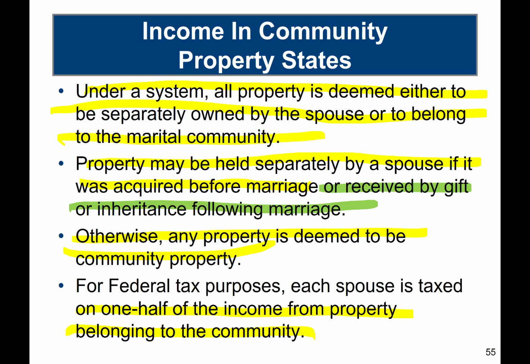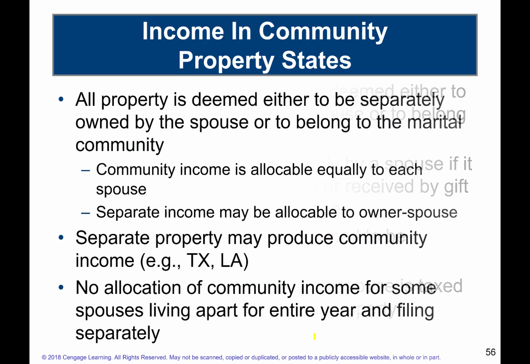So we take a look, and all property is deemed to either be separately owned. Either separately owned by the spouse or belong to the marital community. Community income is allocable to each spouse. Now, the answer that I just gave you is relevant to California, because we're talking about Texas, Louisiana, and I don't know why they didn't just go ahead and include Wisconsin was the other state here.